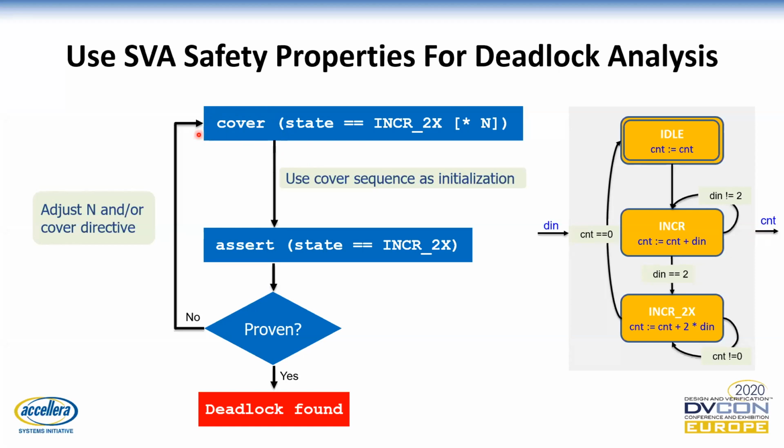If the tool provides a trace for this, then we can use this trace as an initialization sequence for the next run. And in the next run, we will ask the question if we can stay in this incremental to X state forever. If the tool proves that this is possible, then we have a deadlock.